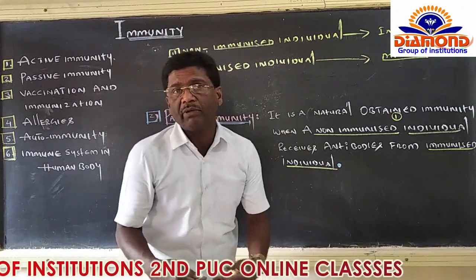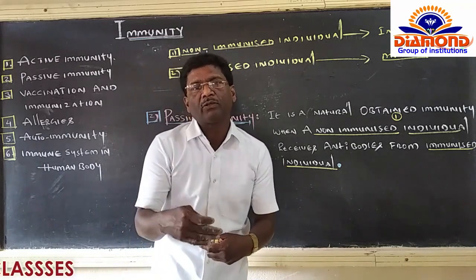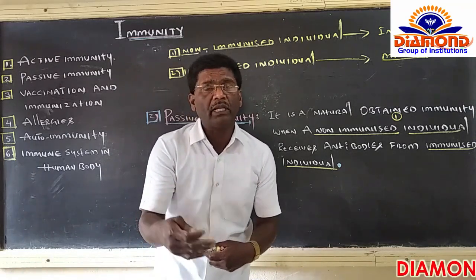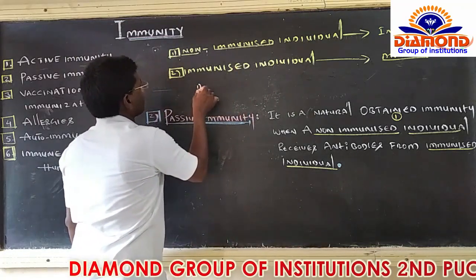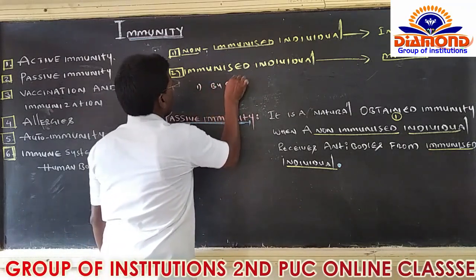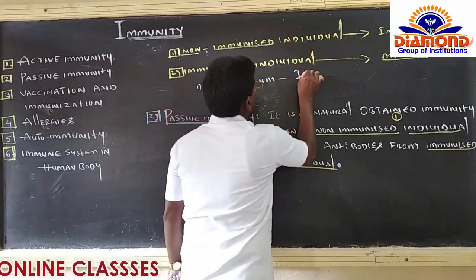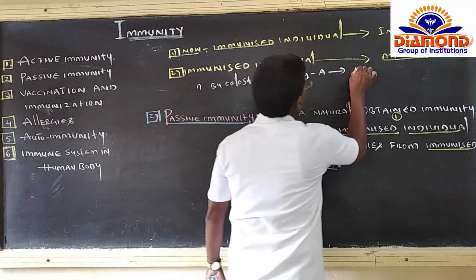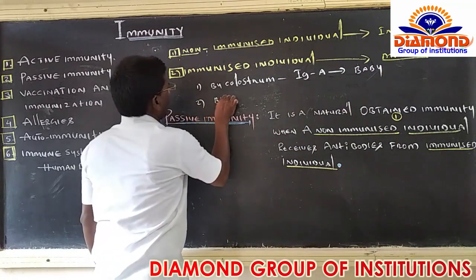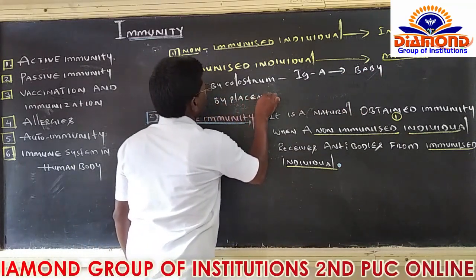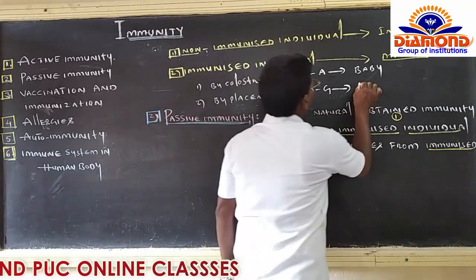Whatever antibody molecules the mother has, whatever immunity the mother has, can be transferred to the baby through the placenta during pregnancy. Especially from mother to baby, number one, by colostrum: IgA can be transferred to the baby. Number two, by placenta: IgG can be transferred from mother to baby.